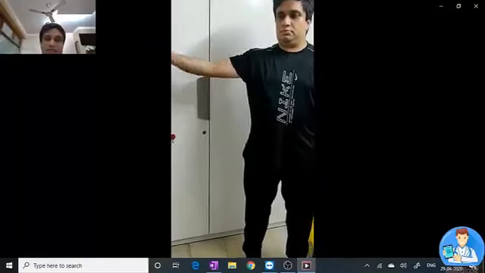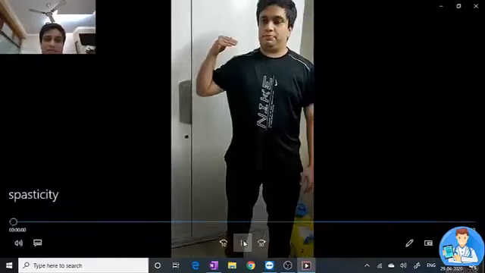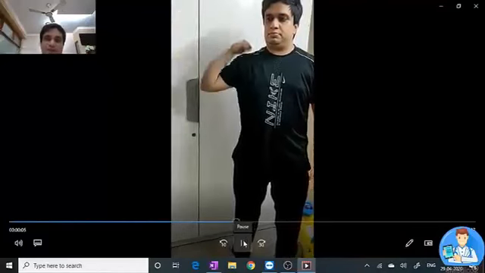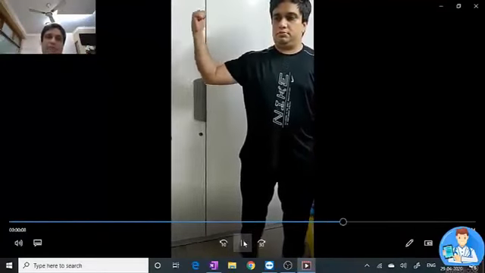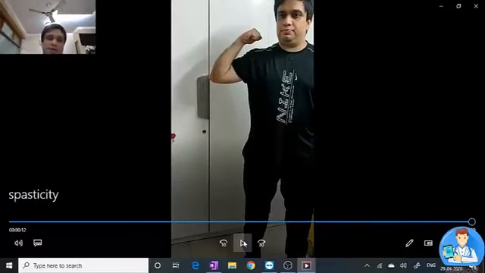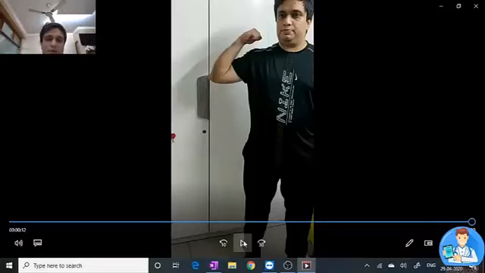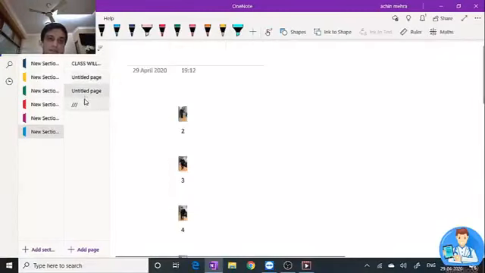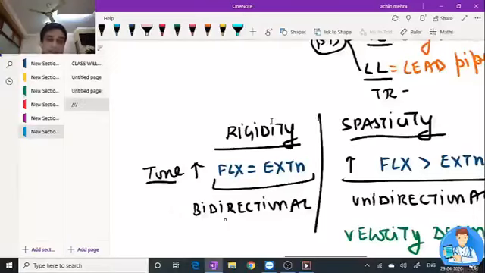And find this out again. When I extend the limb, the tone keeps on increasing. As I keep on extending the limb, the tone keeps on increasing. It is known as velocity dependent. That means as I keep on moving, the tone is going to increase. Correct? Tone is not going to increase, sorry. The resistance that I find on this kind of movement will keep on increasing on movement of the limb. That's why the word velocity dependent comes with us. So these are two terms that you all should know about: rigidity and spasticity.